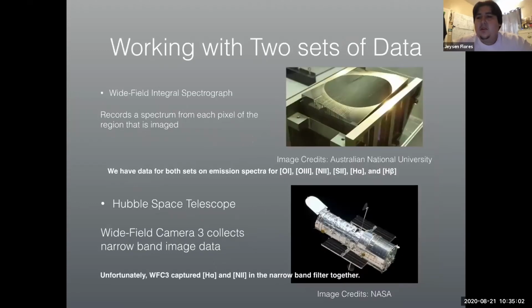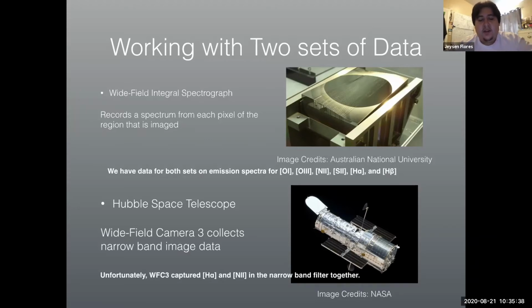I'm working with two sets of data, the wide field integral spectrograph and the Hubble Space Telescope. The wide field integral spectrograph records the spectrum for each pixel of the region that is imaged, and the Hubble Space Telescope has a wide field camera that collects narrowband image data. So we have data for the emission spectra for both sets, for the oxygen 1 emission line, oxygen 3, nitrogen 2, sulfur 2, H alpha, and H beta.